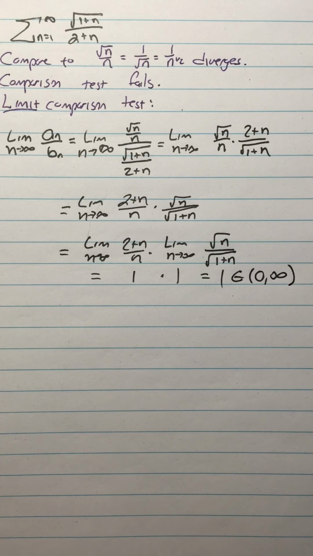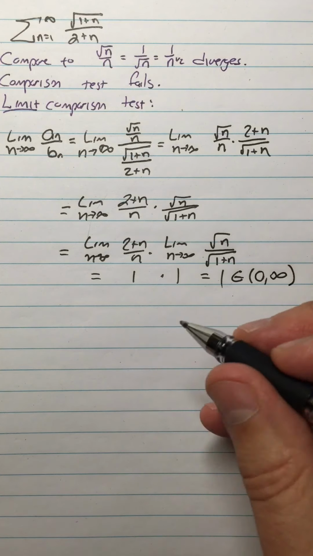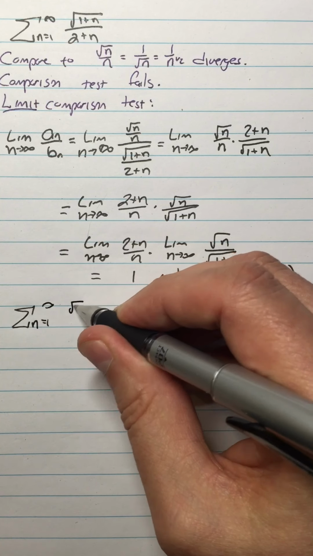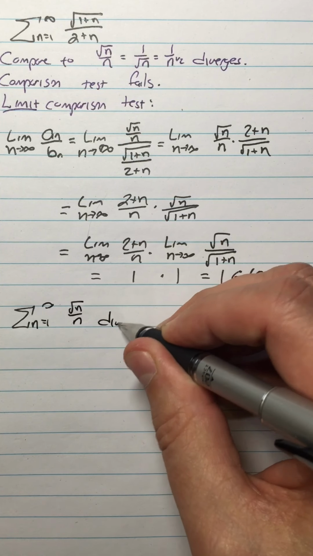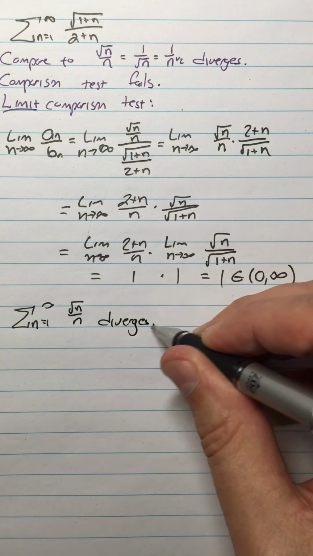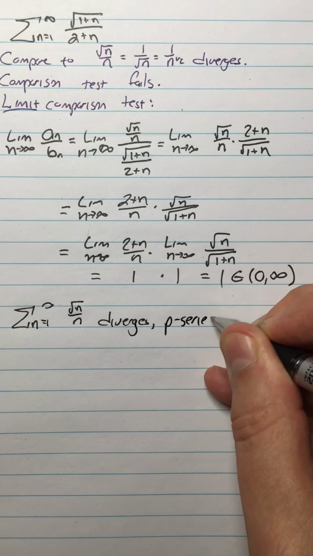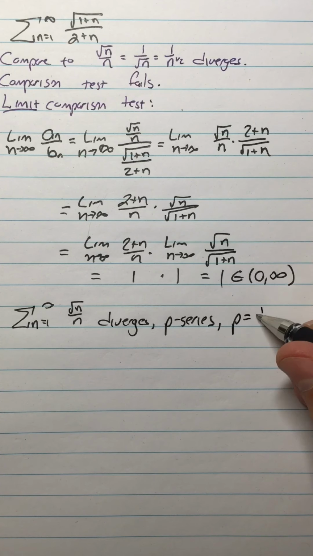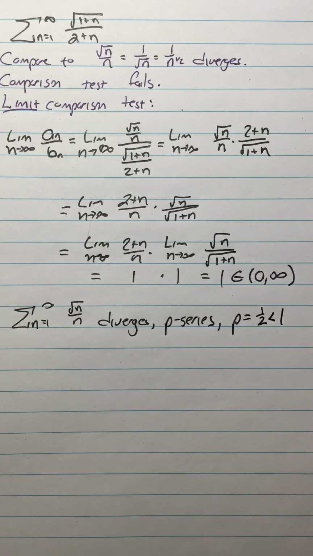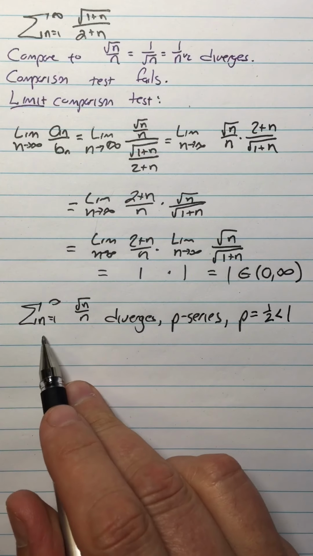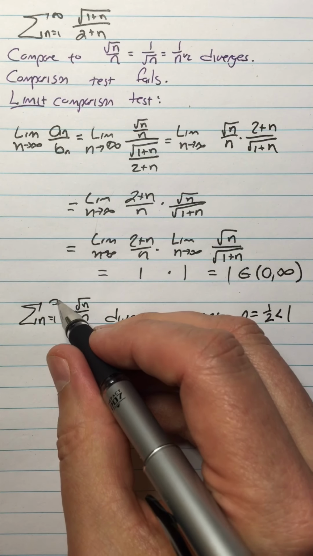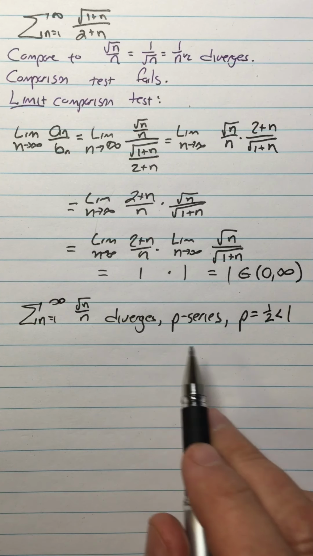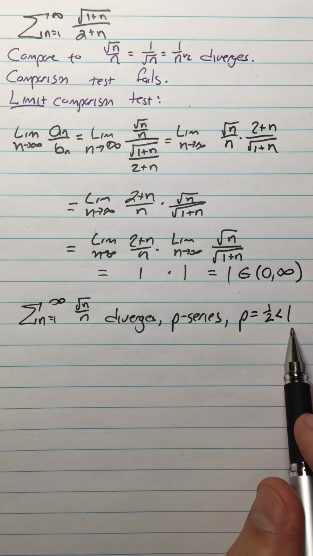So now all I need to complete the justification is to say that the sum from n equals 1 to infinity of square root n over n diverges because it is a p-series. Now I'm really telegraphing this, but I think this would fly. This would get you full points on the AP exam and would be understood by a mathematical person. The sum from n equals 1 to infinity of root n over n diverges because it's a p-series with p equals 1/2, which is less than 1.